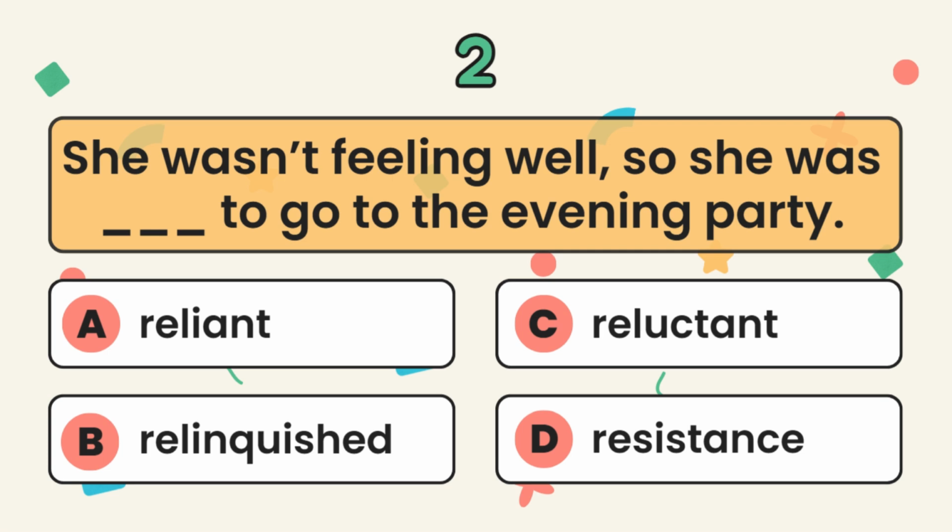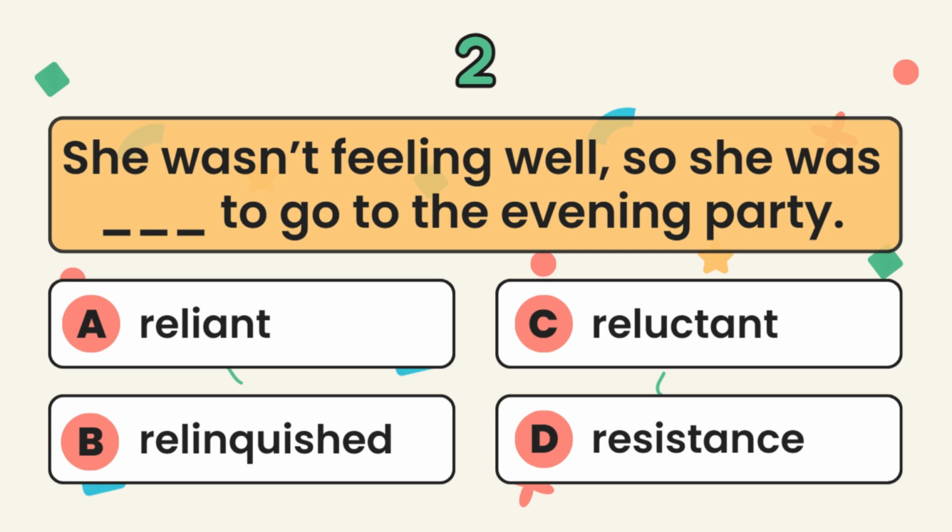For our number 2, she wasn't feeling well, so she was blank to go to the evening party. So what do you think is the correct answer for number 2? So for number 2, the correct answer is reluctant. Why reluctant? When we say reluctant, it is a word where the person is unwilling, wala yung willingness na sumama. And then bakit wala yung willingness na sumama? Because she wasn't feeling well.